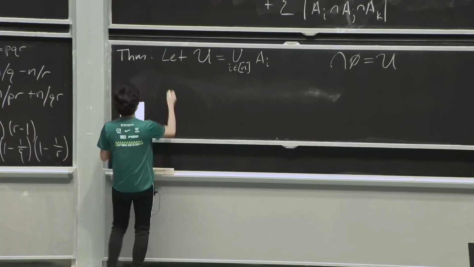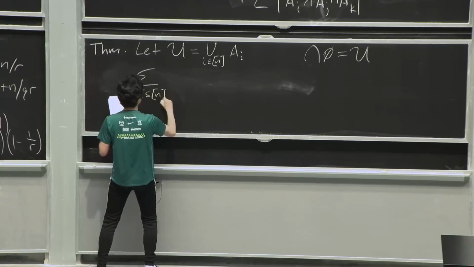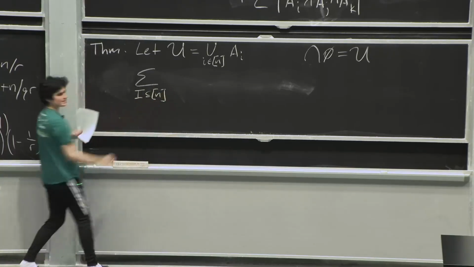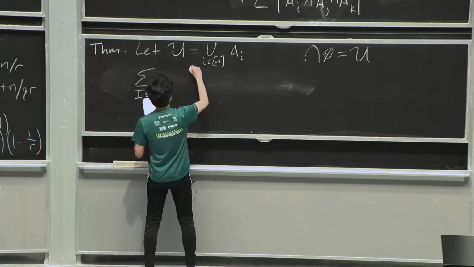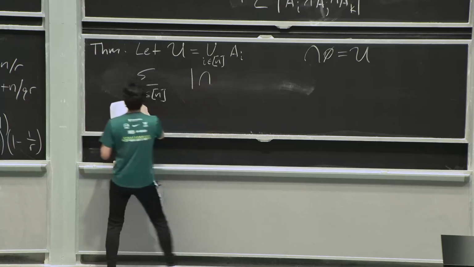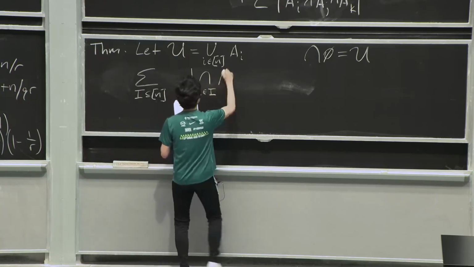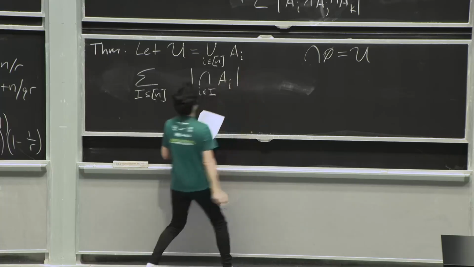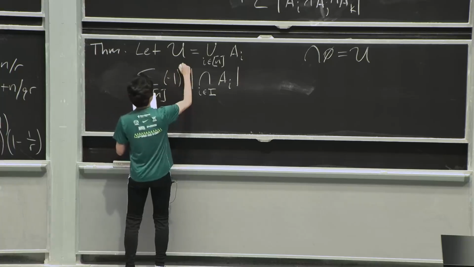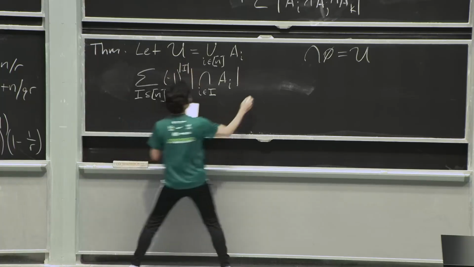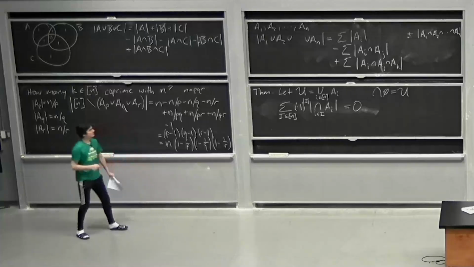So the theorem is that if you look at all subsets of the numbers up to n, and you take the I-way intersection of these AIs, and then multiply it by -1 to the size of I, this should give you 0.